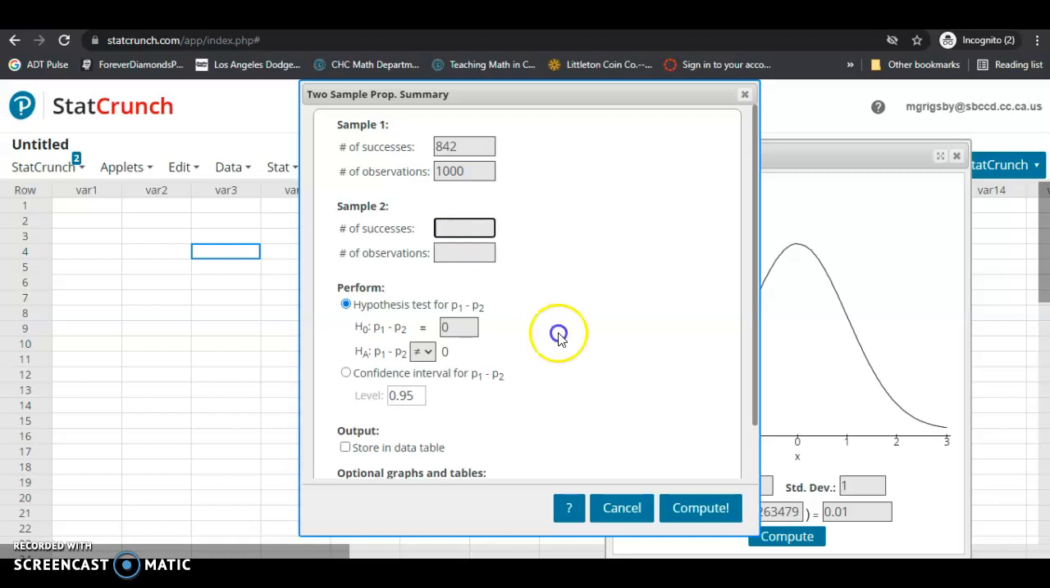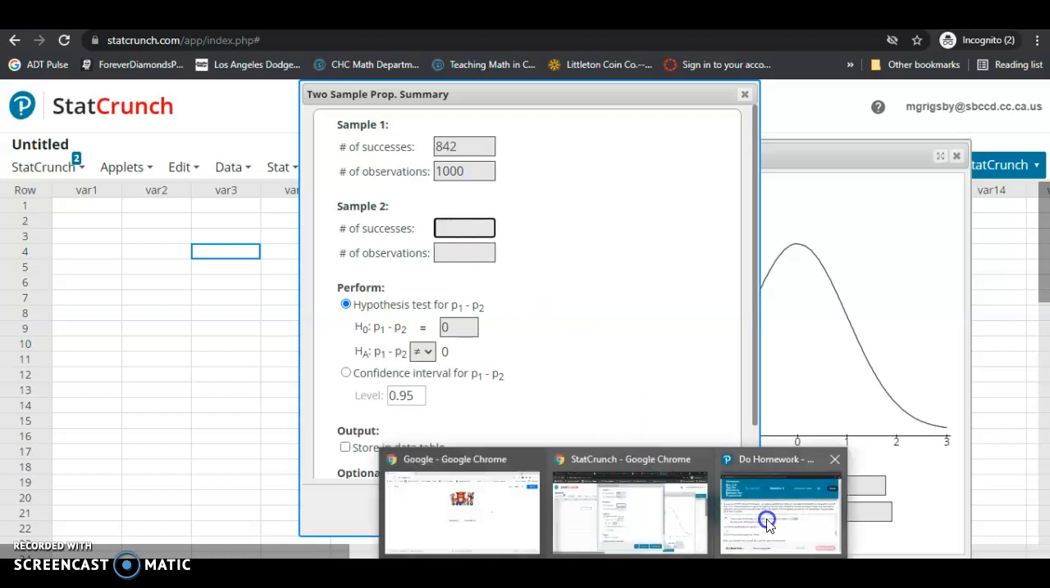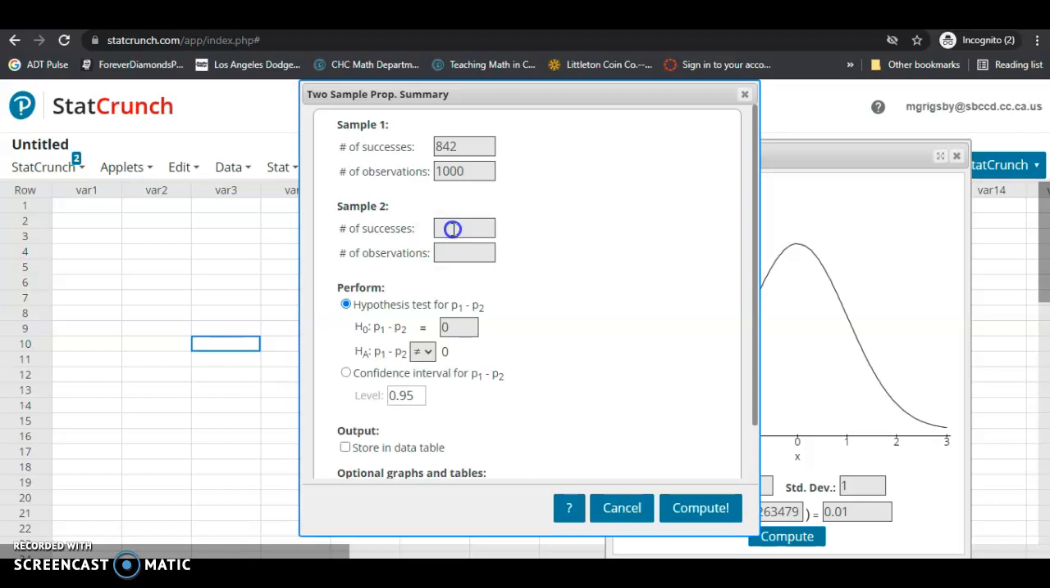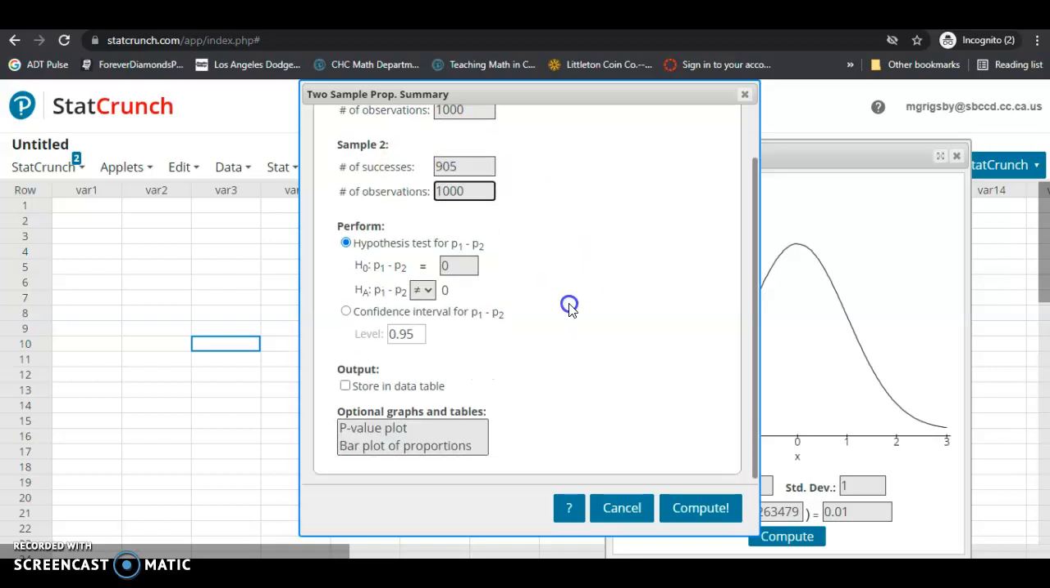Likewise, the number of successes in the second sample was 905, and the sample size of that second sample was also 1,000. So 905 goes here, 1,000 goes here. Then you select the appropriate symbol for the alternative hypothesis, which is less than. And we can do an optional p-value plot.